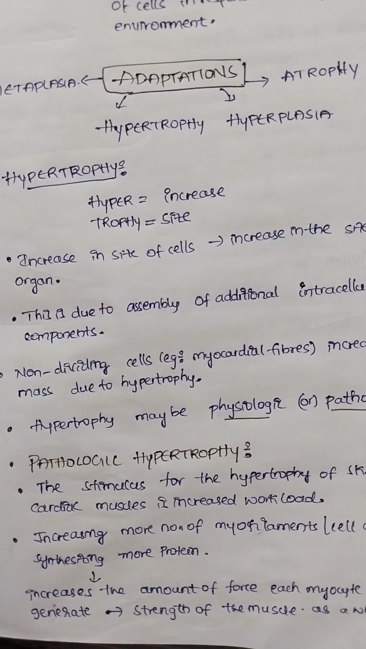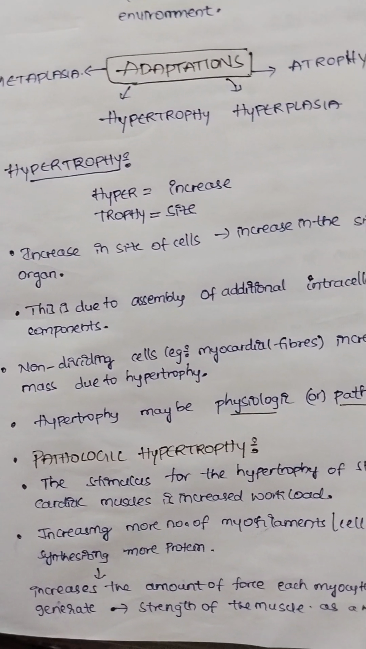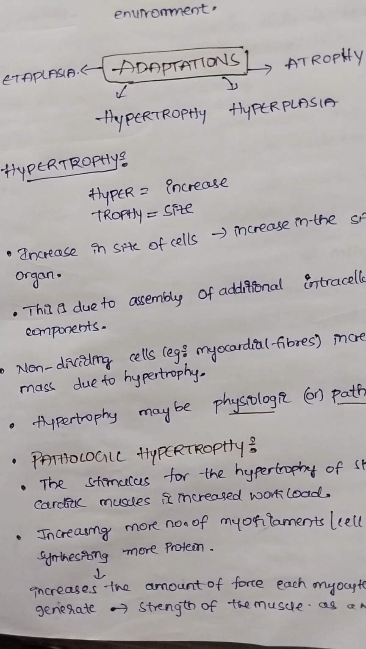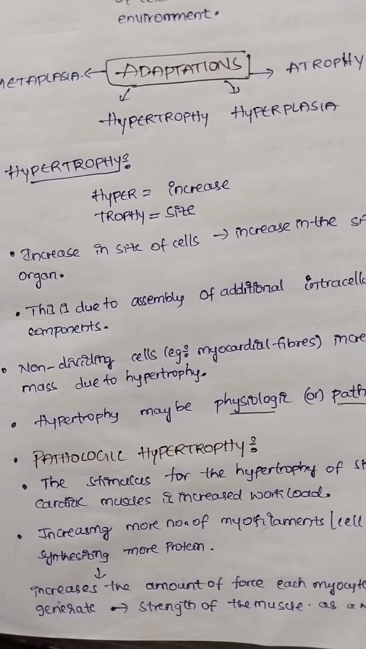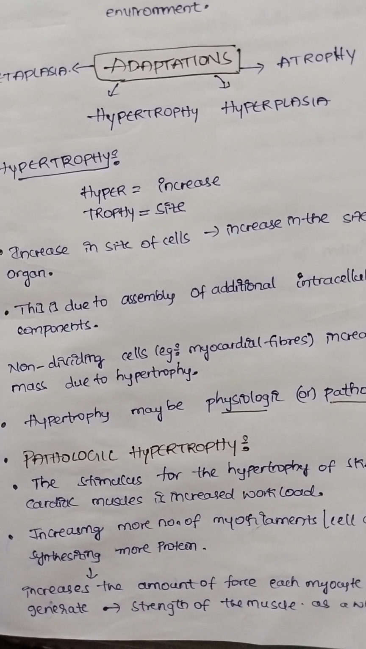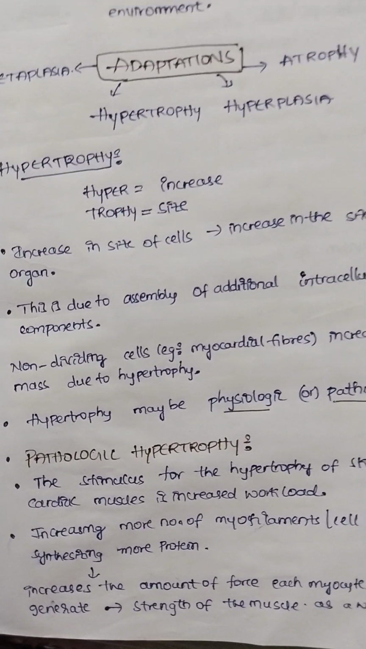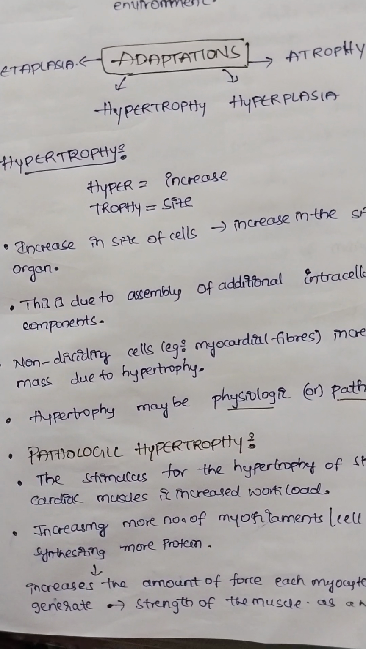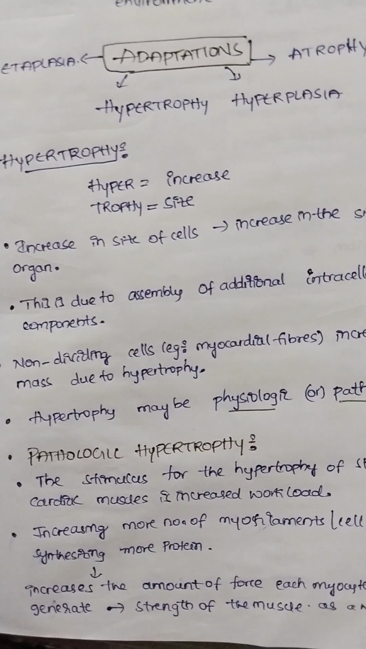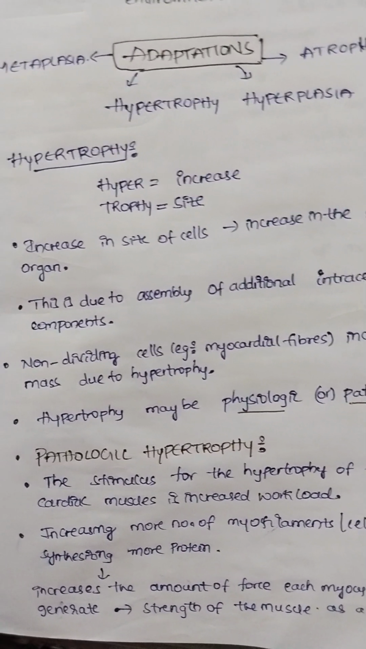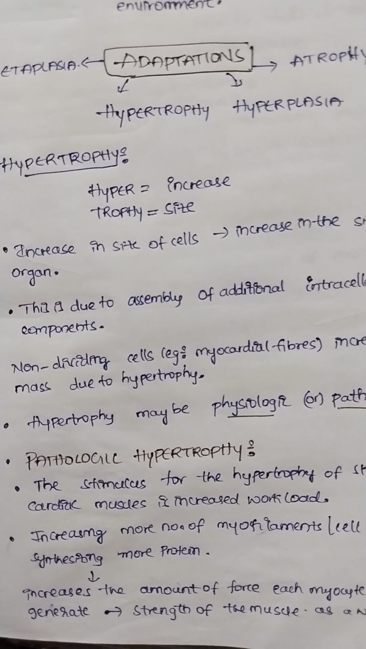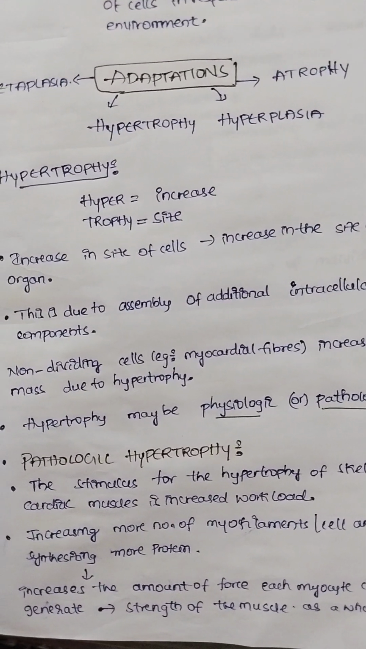One is physiological hypertrophy, which occurs in normal conditions, normal physiology, like in pregnancy. Another one is pathological hypertrophy. Pathological hypertrophy occurs when there is increased workload to the muscles. So let's quickly discuss what these two terms mean, and further we will discuss the mechanism in this video only. So, pathological hypertrophy. What is the stimulus? Increased workload.